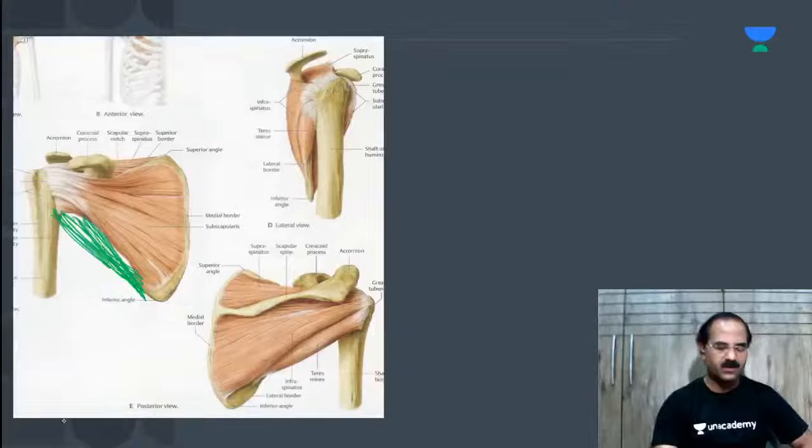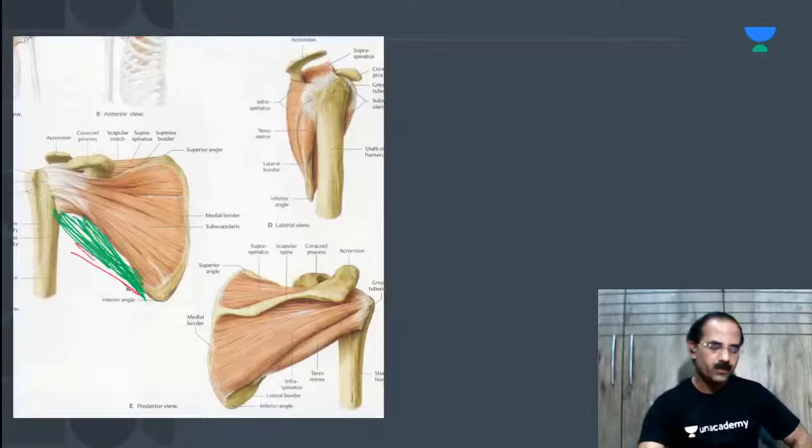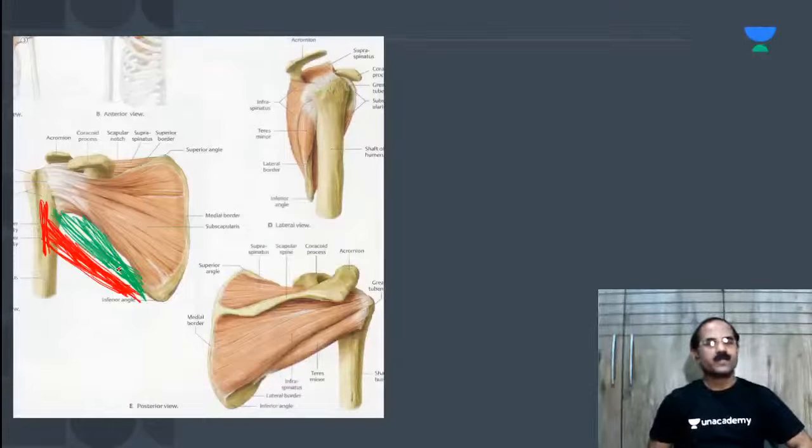It's teres major. And if I draw another muscle for you, coming from behind and getting inserted into the floor of the bicipital groove, tell me, what is this muscle? This is going to be the latissimus dorsi.